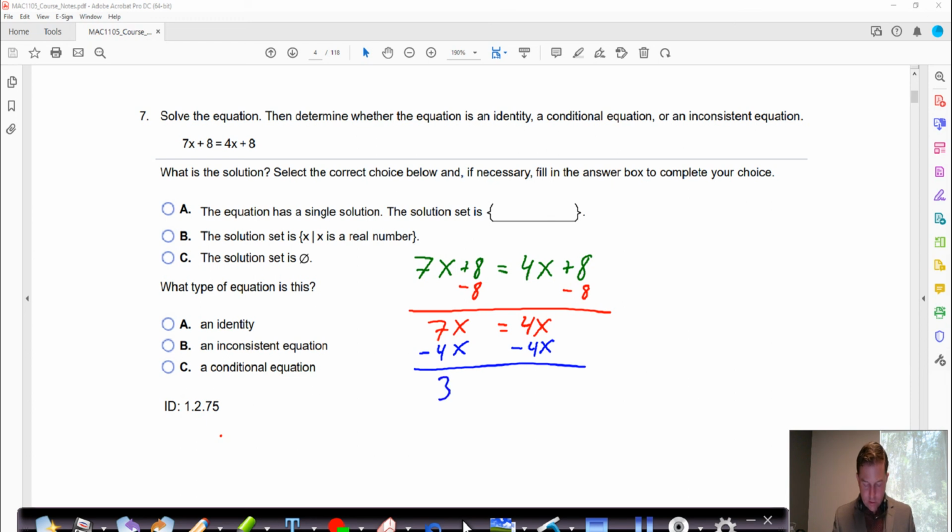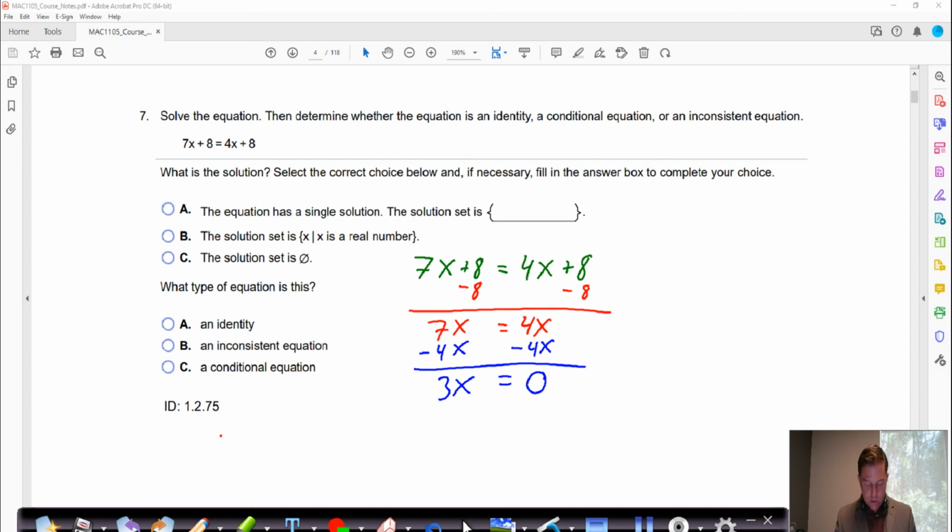7 take away 4 is 3 with an x on it. Equal sign drops down. Now, this is where students will make an error sometimes. If I have 4x and I take away 4x, what is left? Nothing. But how do we represent nothing? 0. You need to write that 0 over there. Otherwise, you might confuse yourself.